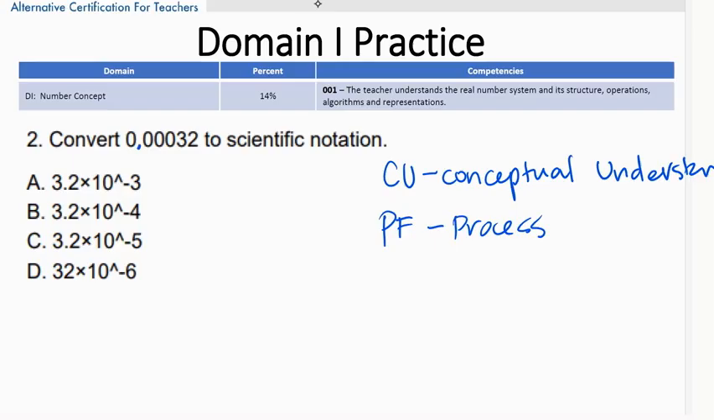Okay, now we have 0.00032. Let me make it space. My decimal right now is here. My goal is to make it here, after the first non-zero digit. Are we good with that? All right. Now, I want you to do it. How many times do you think I need to jump to make it here?